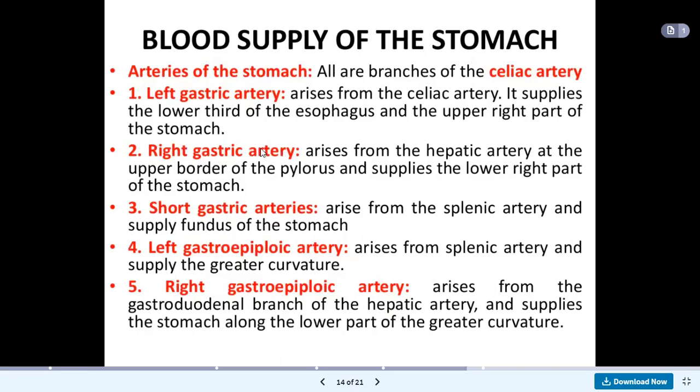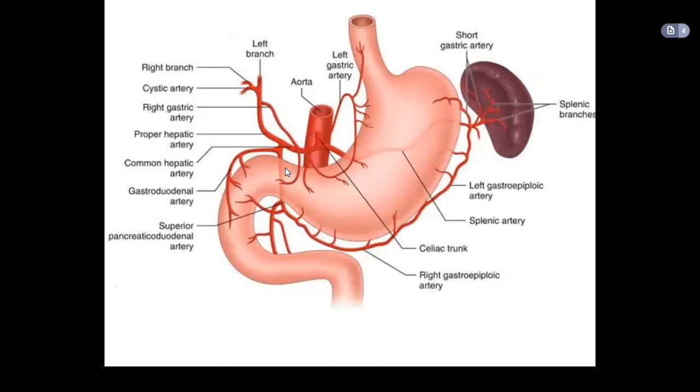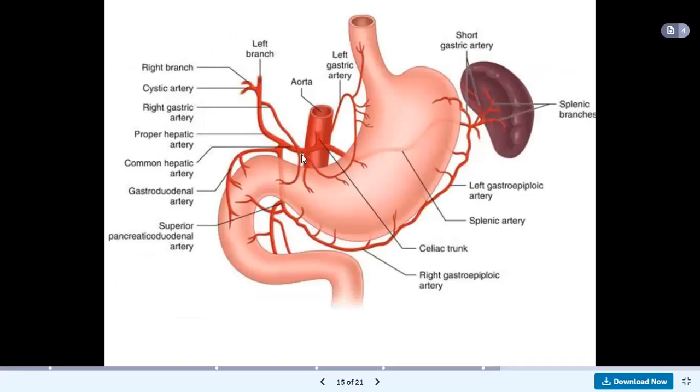And this right gastric artery is coming from the hepatic artery. And remember, the hepatic artery also is coming from the celiac trunk. So let's go back here and identify our right gastric artery. So our right gastric artery, this is it. You see this artery here? This is the right gastric artery.